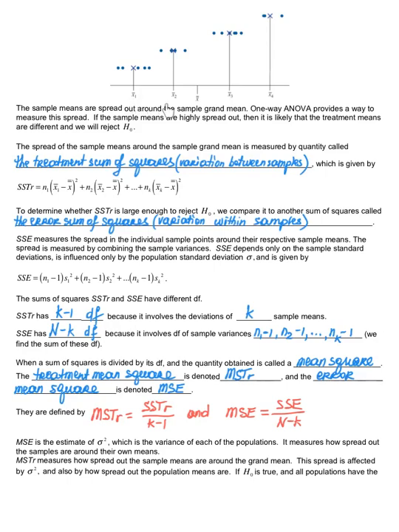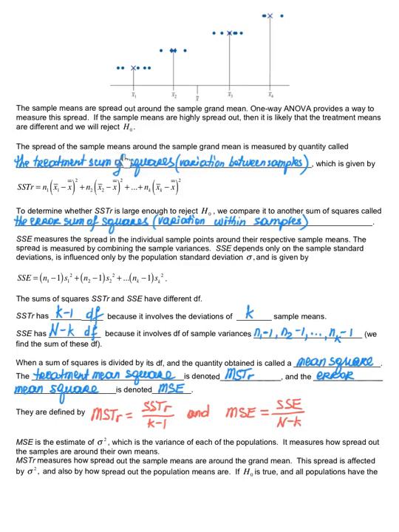The sample means x bar sub 1, x bar sub 2, x bar sub 3, and x bar sub 4 are spread out around the sample grand mean x double bar. One-way ANOVA provides a way to measure this spread. If the sample means are highly spread out in comparison to the x double bar, then it is likely that the treatment means are different and we will reject the null hypothesis.